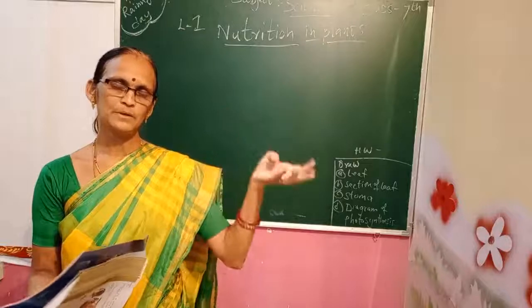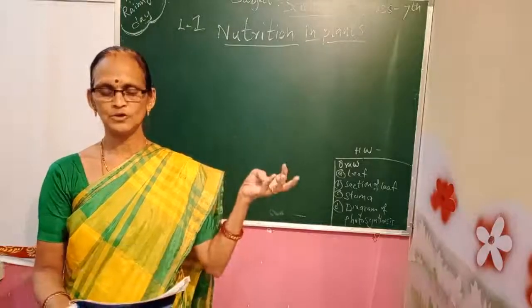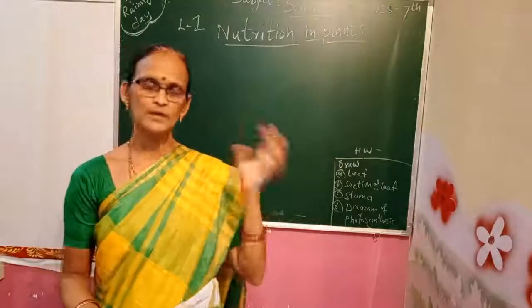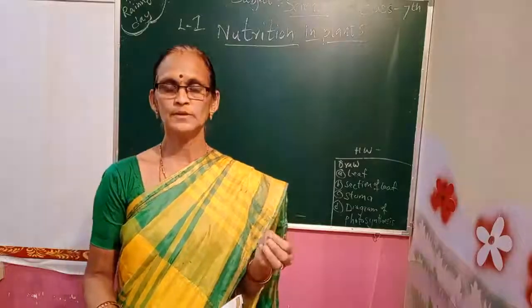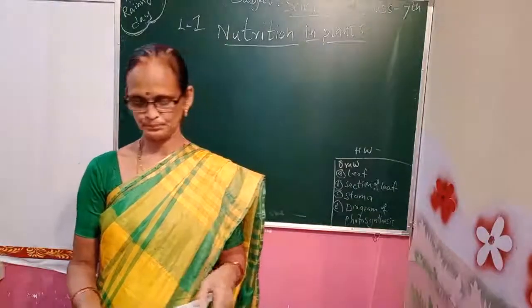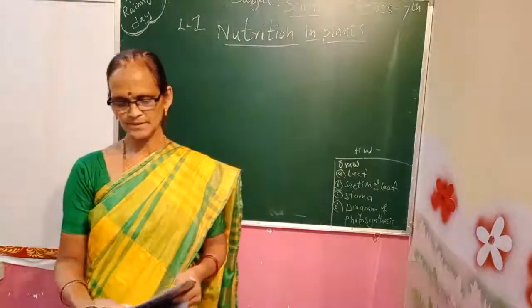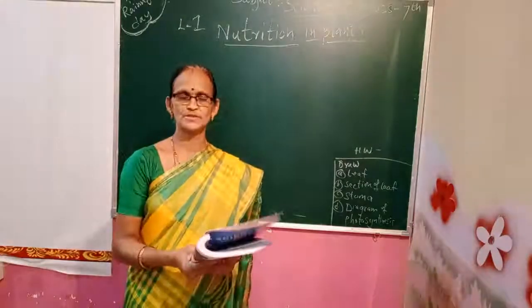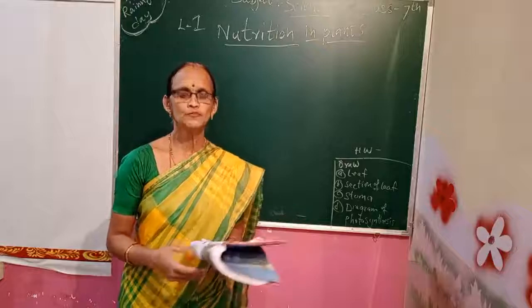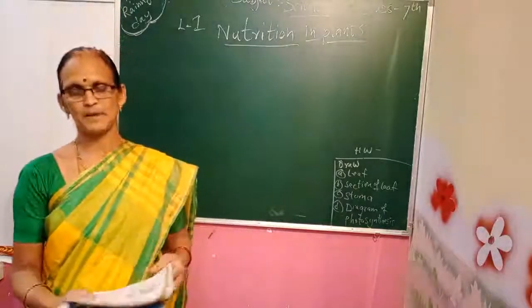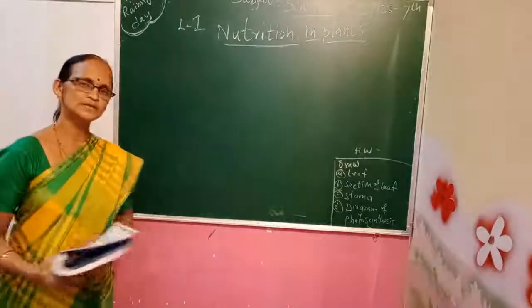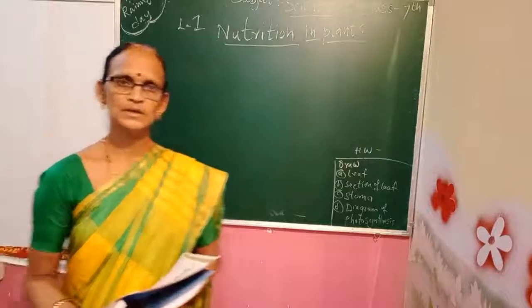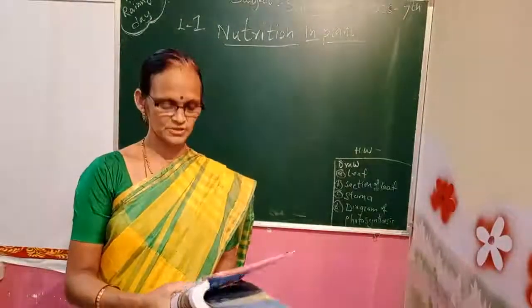So, with the help of carbon, here we saw hydrogen, oxygen, even nitrogen is taken to prepare their food. Plants can then synthesize proteins and vitamins. So, with the help of all these constituents, plants can prepare their food. Did you understand, children? Yes. Now, let us go to the next topic.